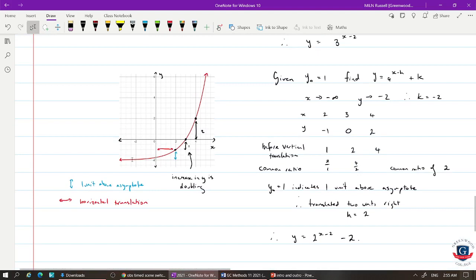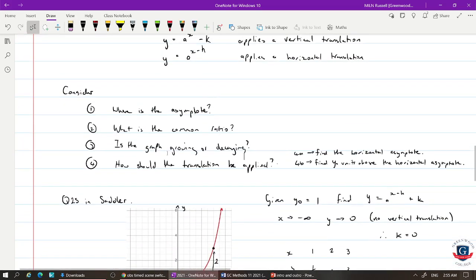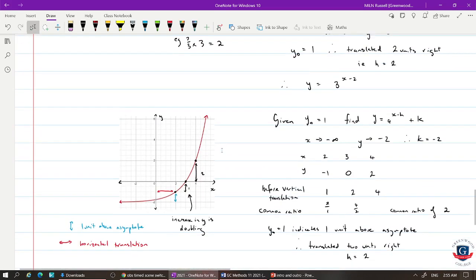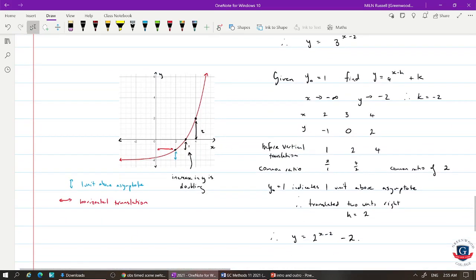In this case, we can see that the asymptote's below the x-axis, indicating to us that it's been translated down. So we have a k value of -2. Once we've got that, according to our little set of things to consider, what's the common ratio? So find some points. The y value has increased by 2. Here it's increased by 1. Divide the 2 increases, we get 2. Do the same for the next 2.